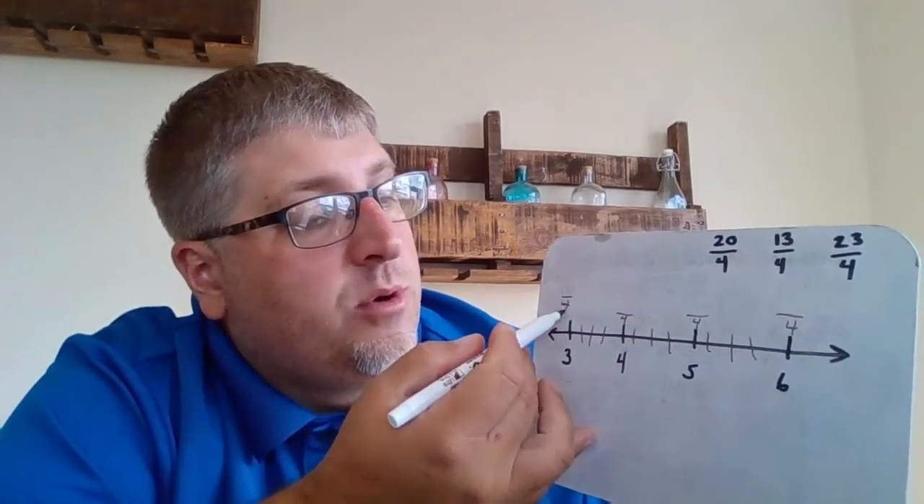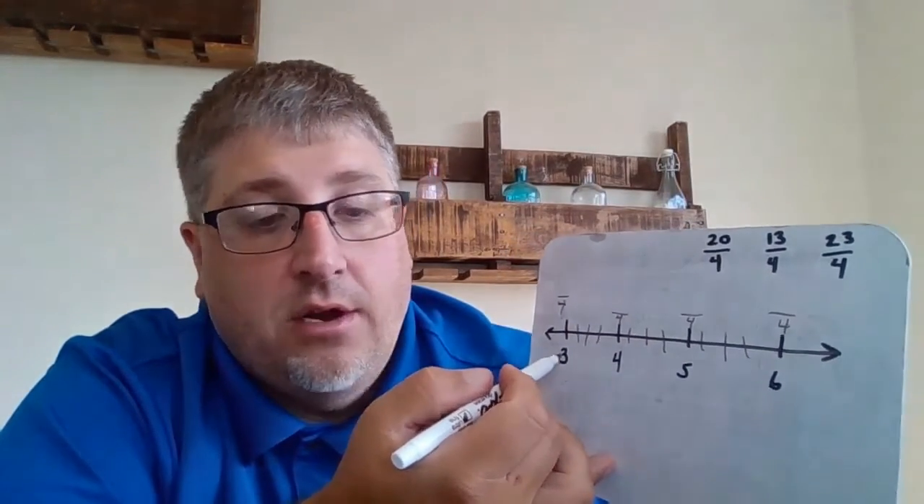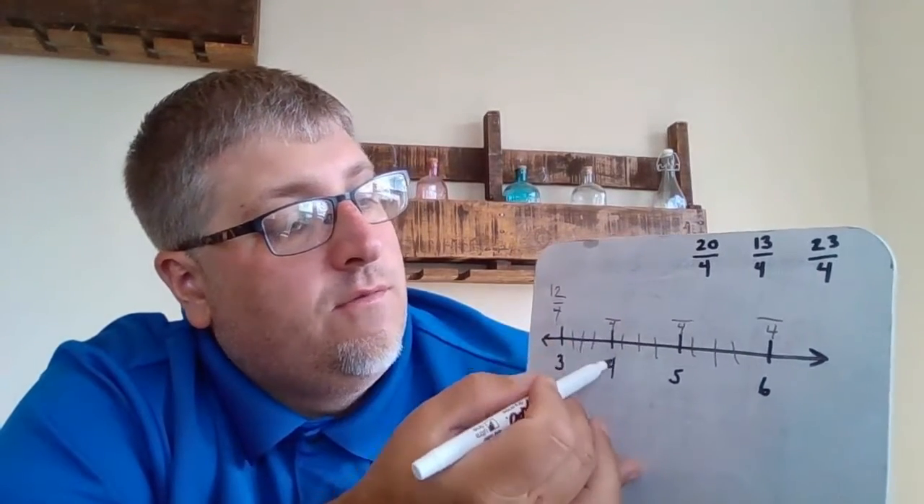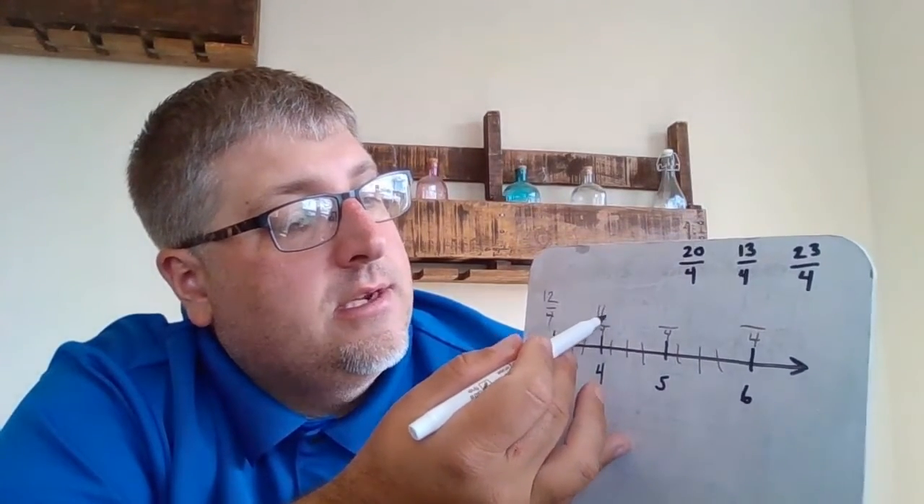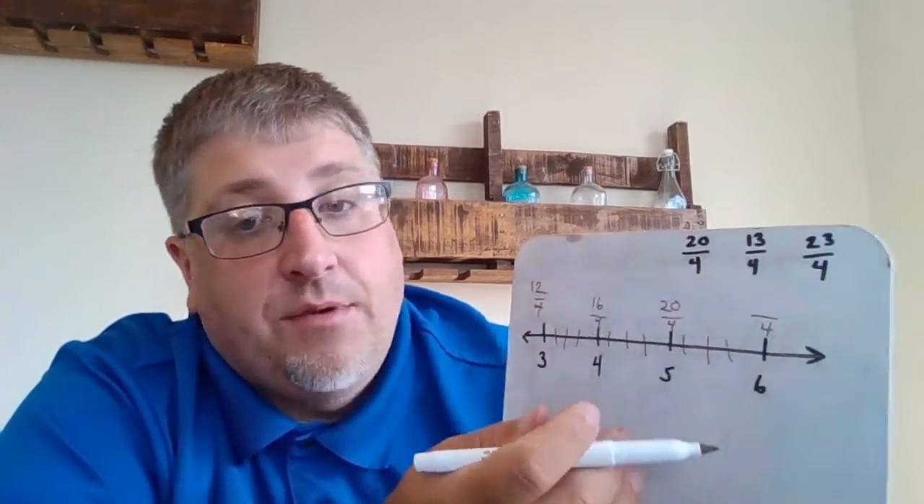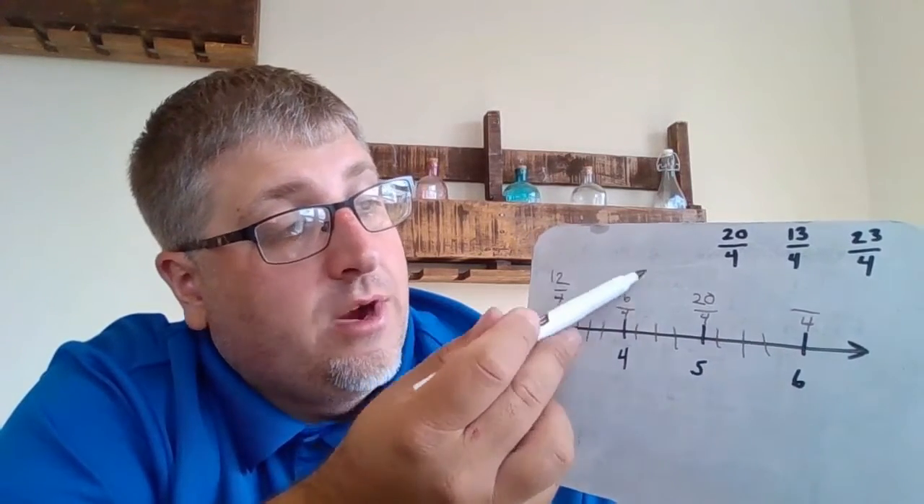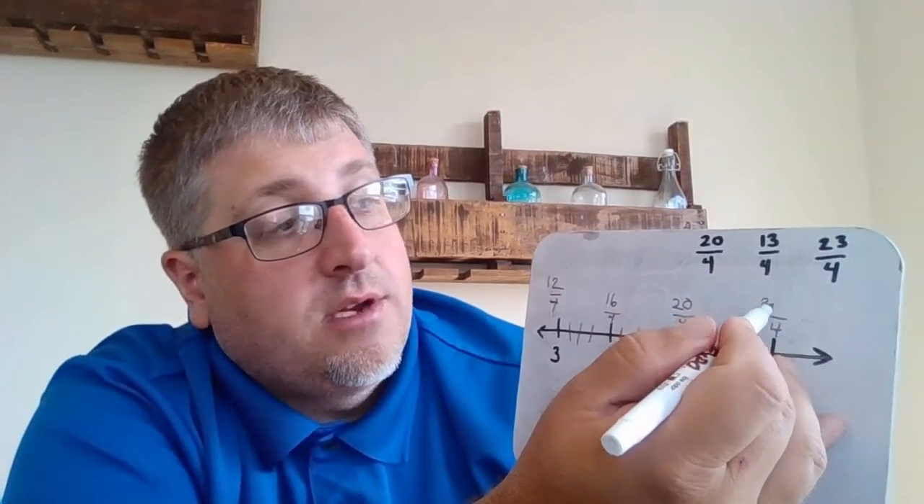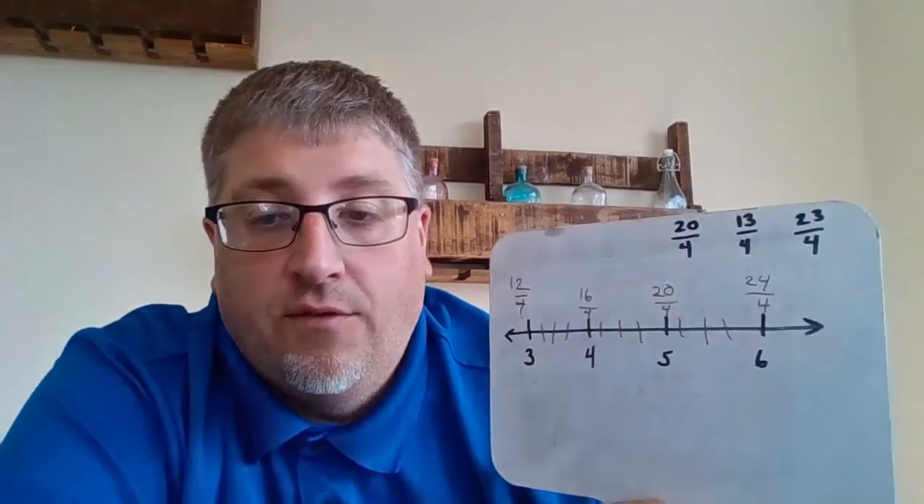The easy way to find that numerator is multiply those 2 numbers together. So 4 times 3 is 12. 4 times 4 is 16. 4 times 5 is 20. And if you pay attention, you can just see that these numbers are going up by 4. So 4 more from 20, or 6 times 4, is going to give you 24 fourths.